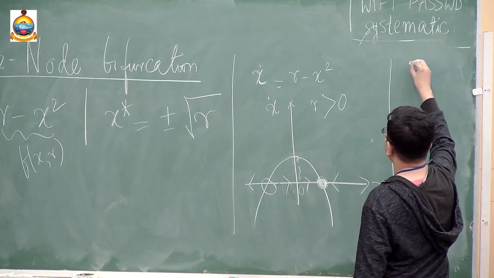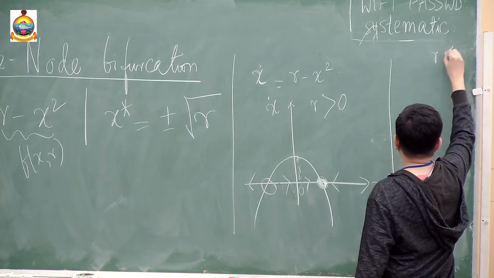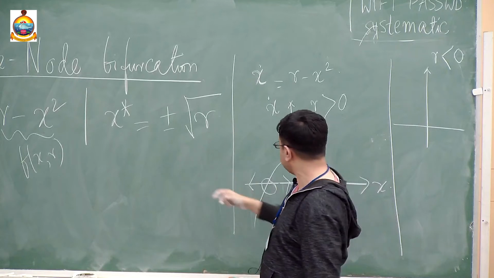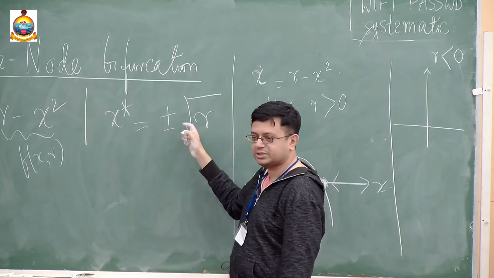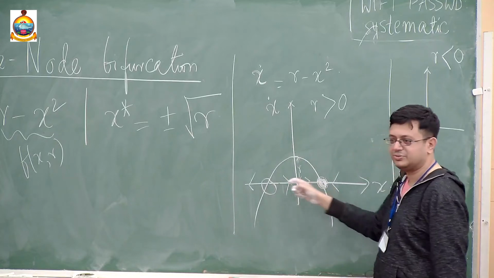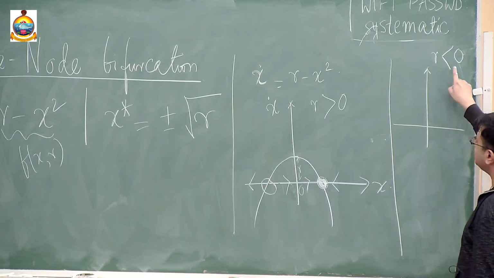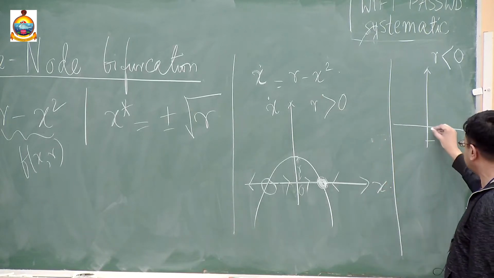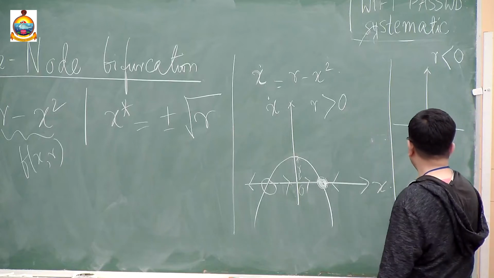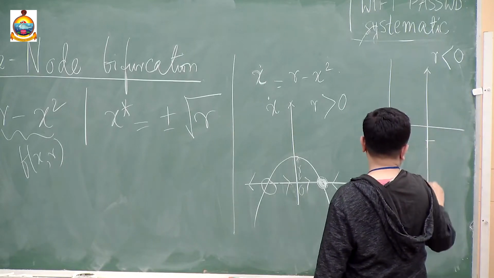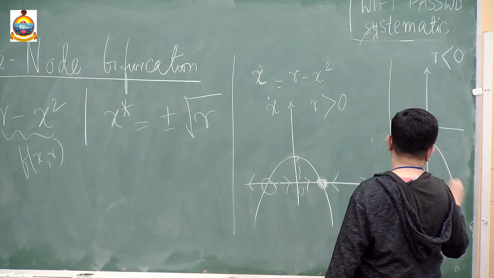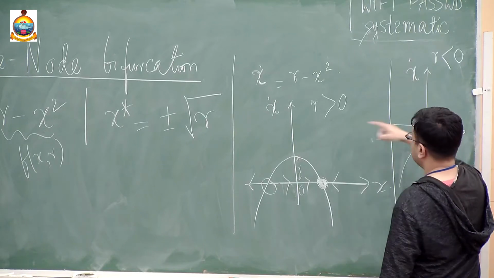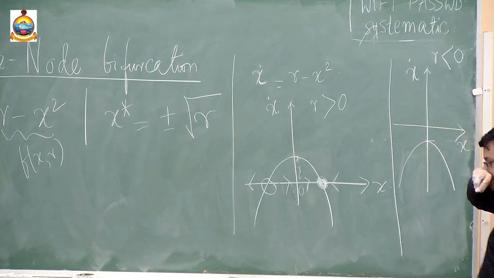Let's see what happens when r is less than 0. By the way, this matches with this one: if r is positive, I ought to have two fixed points, plus minus square root of r. Now what happens when r is negative? Close to x equal to 0, I have a negative intercept. This is minus r, and then I have an inverted parabola. So this is x dot, you can call it f(x) also, as a function of x.